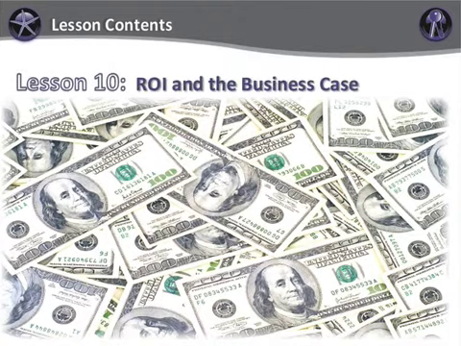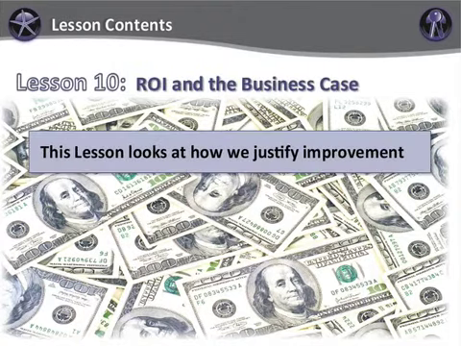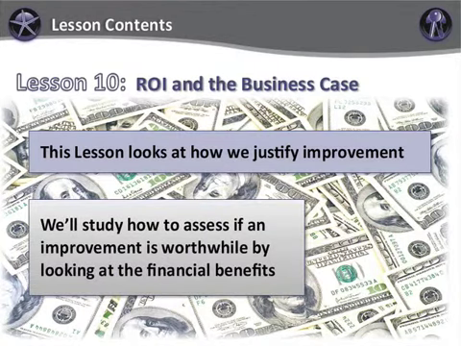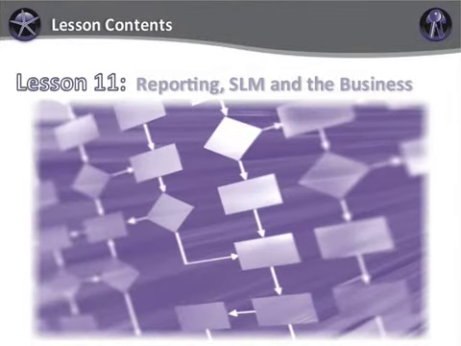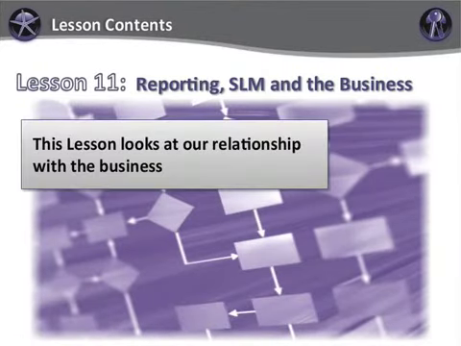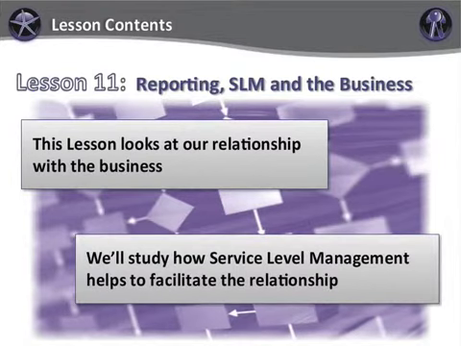Lesson 10 covers return on investment and the business case. This lesson looks at how we justify improvement and how we measure financial benefits to assess if an improvement is a worthwhile investment. Each organization will have to prioritize its improvement activities, and financial assessment can help us do this. In Lesson 11, we'll look at reporting, service level management, and questions the business will ask continual service improvement.